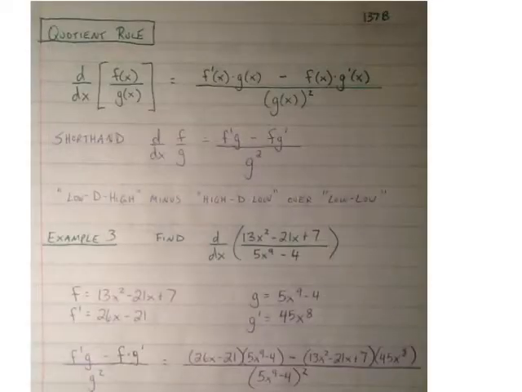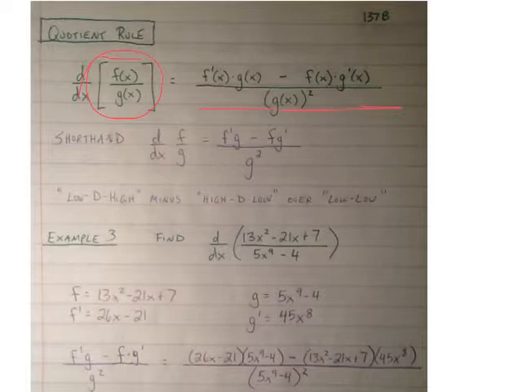We can also apply the derivative to quotients, and so what I'm doing here is I'm taking the derivative of a function divided by a function. And again, there's the long way of writing it, or the shorthand. So if I wanted to take the derivative of f over g, that would be f prime g minus f g prime all over g squared.